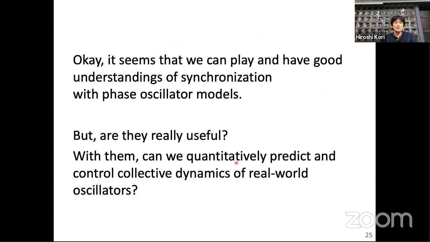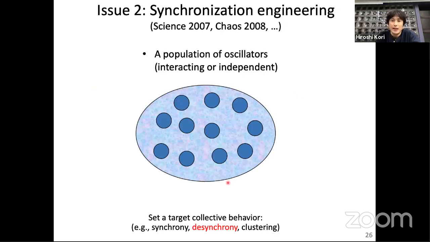Okay, so it seems that we can play and have good understanding of synchronization with phase oscillator models. But I asked myself, are they really useful or not? With phase oscillator models, can we quantitatively predict and control the collective dynamics of real world oscillators? So this was the question which I had. And with this motivation, I began to work with a Hungarian chemist, István Kis, and set this problem.